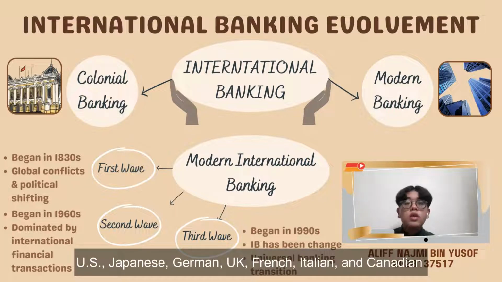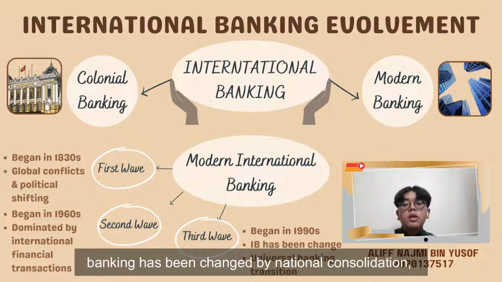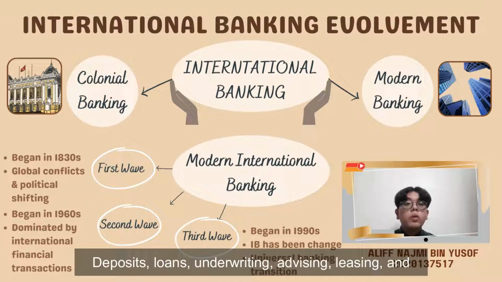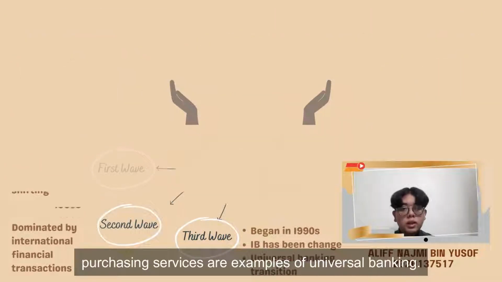US, Japanese, German, UK, French, Italian, and Canadian banks dominated international banking. International banking has been changed by national consolidation, cross-border mergers, and the transition to universal banking. Deposits, loans, underwriting, advising, leasing, and purchasing services are examples of universal banking.